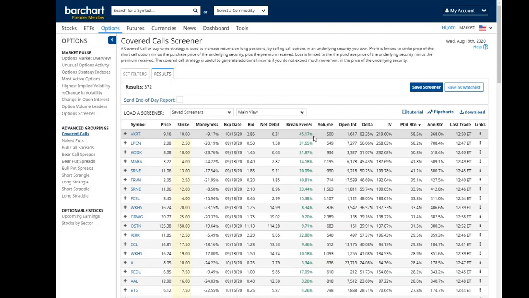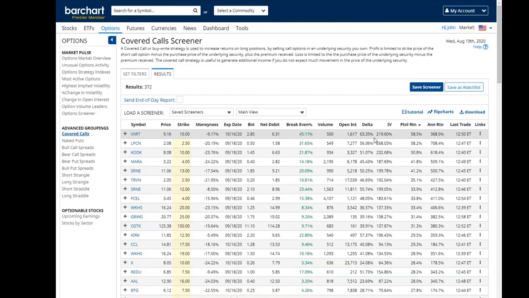The more downside protection that I get, probably the less upside potential profit that I'm going to achieve. And if I am willing to take less downside protection, then I'm probably going to get a greater return. So break even is really just our downside protection. Volume and open interest are self-explanatory. Then we have our delta and our IV.